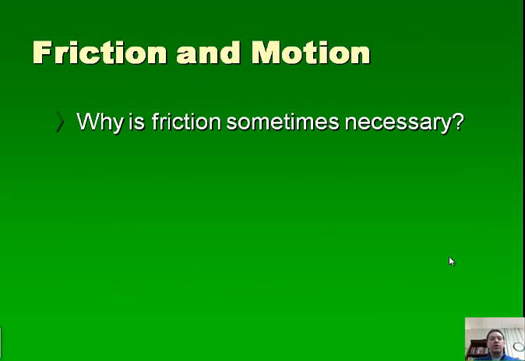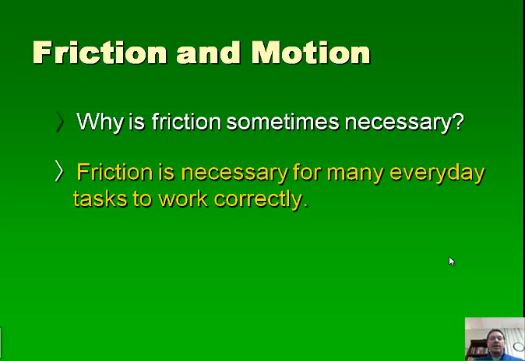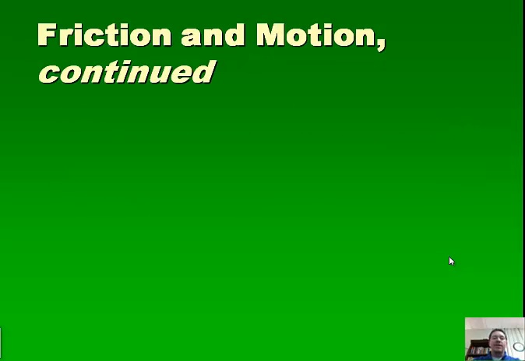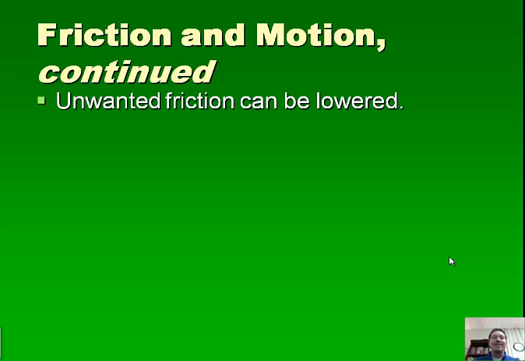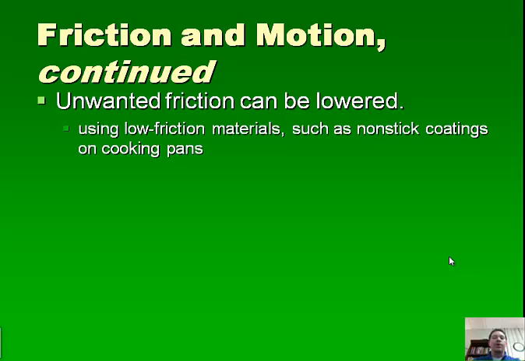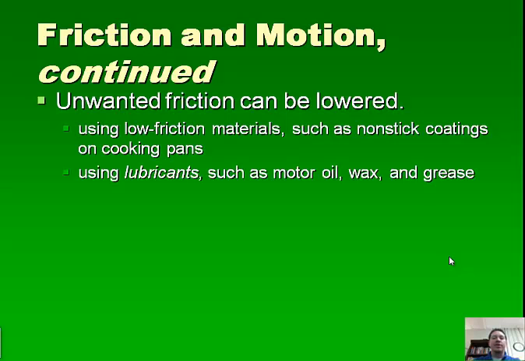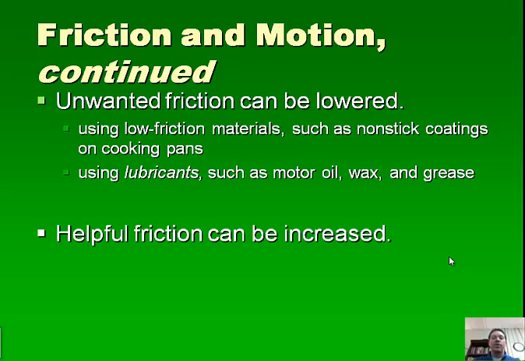Okay, so look at our last question. Why is friction sometimes necessary? It's necessary for many everyday tasks to work correctly. We've got unwanted friction that could be lowered using low friction materials such as non-stick coatings on cook pans, or we can use lubricants such as motor oil, wax, and grease so the engine parts move past each other a lot easier.